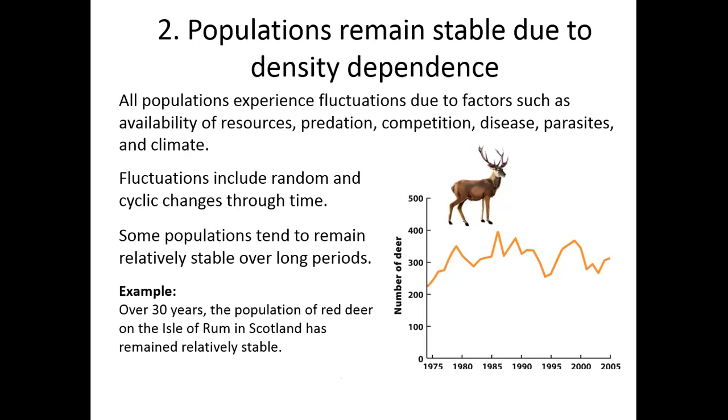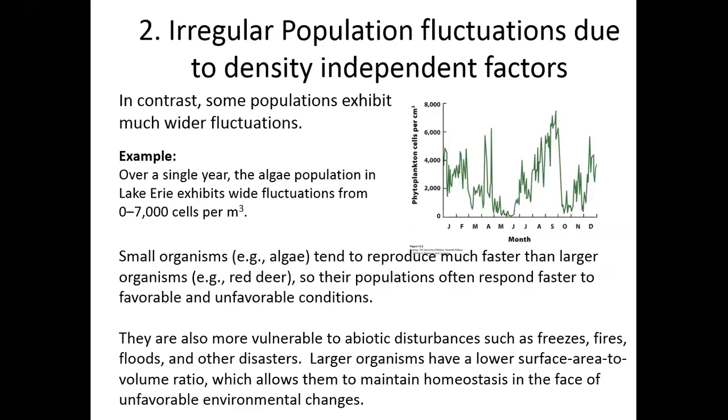So when density dependent factors like competition, predation, disease, parasites are operating, populations tend to be relatively stable around their carrying capacity. Large, long-lived organisms tend to show this. But of course, not all organisms are large or long-lived.